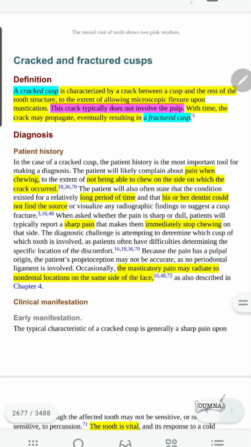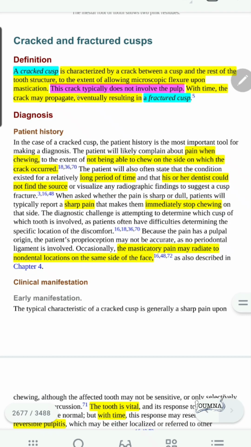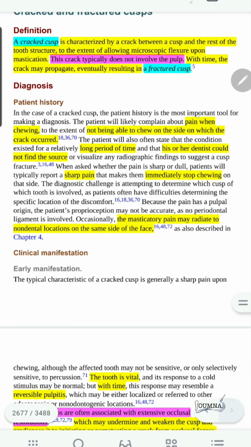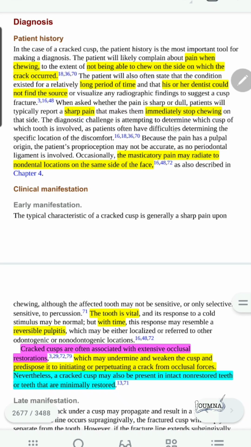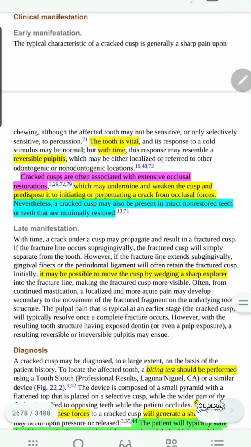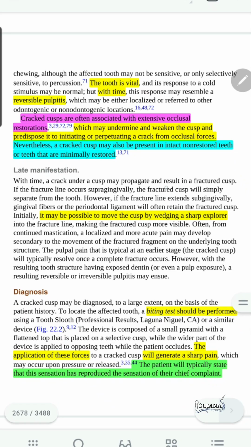The cracked cusp is when the crack does not involve the pulp; it is only in the crown area. We can diagnose it when the patient suffers from pain with chewing and is not able to chew on the side where the crack has occurred. For a long period of time, the dentist is not able to find the source. There is a sharp pain immediately that stops the patient from continuing the masticatory process. The tooth is vital, and we have a reversible pulpitis.